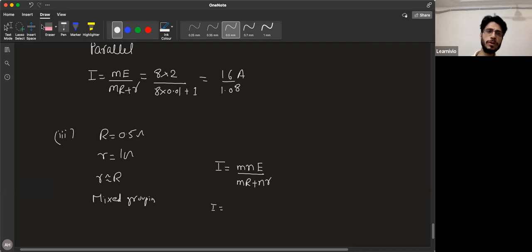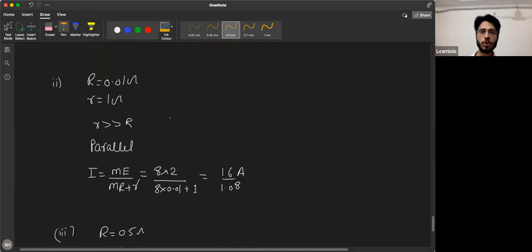Now the issue in mixed grouping is you don't know the values of M and N. You know E, capital R, and small r, but these terms are missing. M and N are unknown. To calculate M and N, you have two variables, so how many equations do you need? Minimum number of equations? Two equations. If you have two variables, you need two equations in M and N.